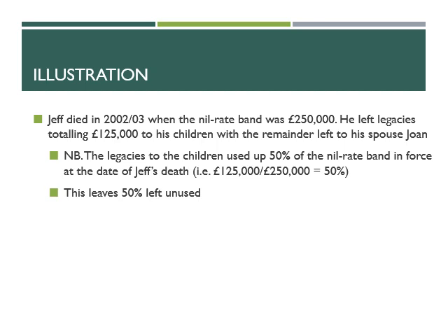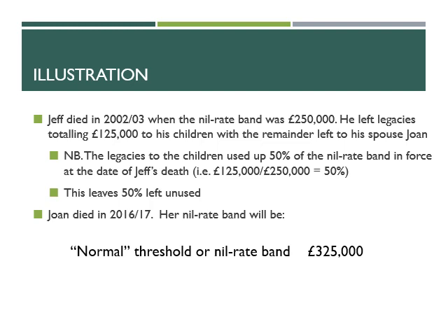surviving spouse. And the way that this works, let's say that Joan dies in 2016-17, then we would calculate her nil rate band as follows. We would start with the normal threshold, or the normal nil rate band of £325,000, and then we would add on an additional amount relating to the amount that was unused by the spouse.